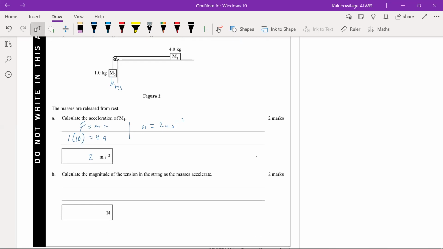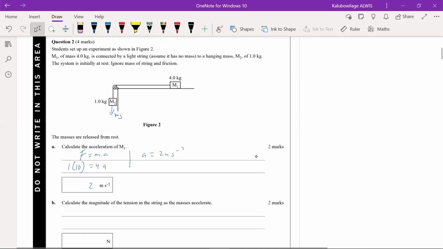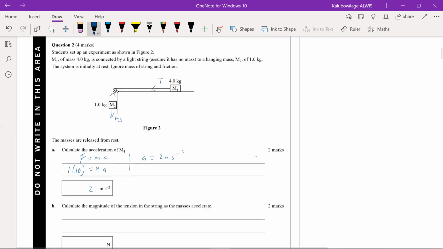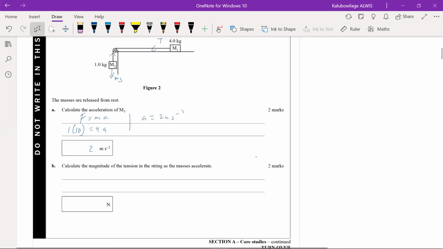Calculate the magnitude of the tension of the string as the masses accelerate. So you're just finding this. You could also find it here, but I think this is easier. So the tension would just equal ma, and you found the acceleration before. It comes up to 8 newtons.